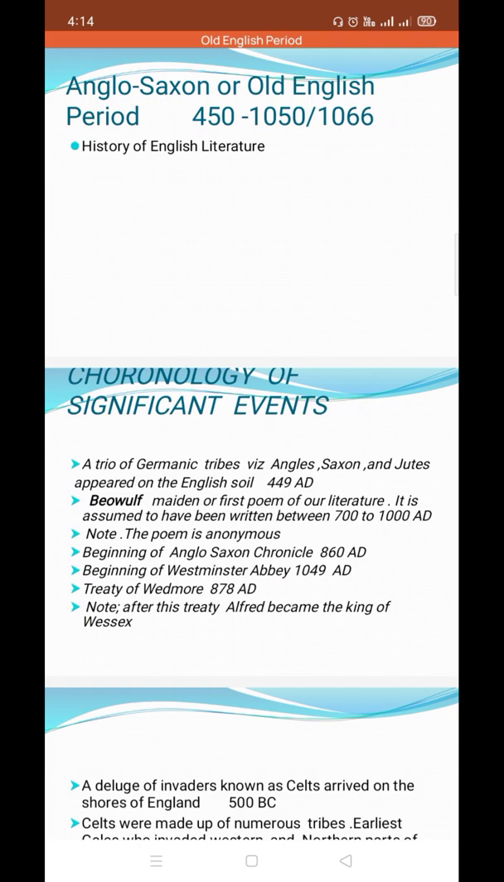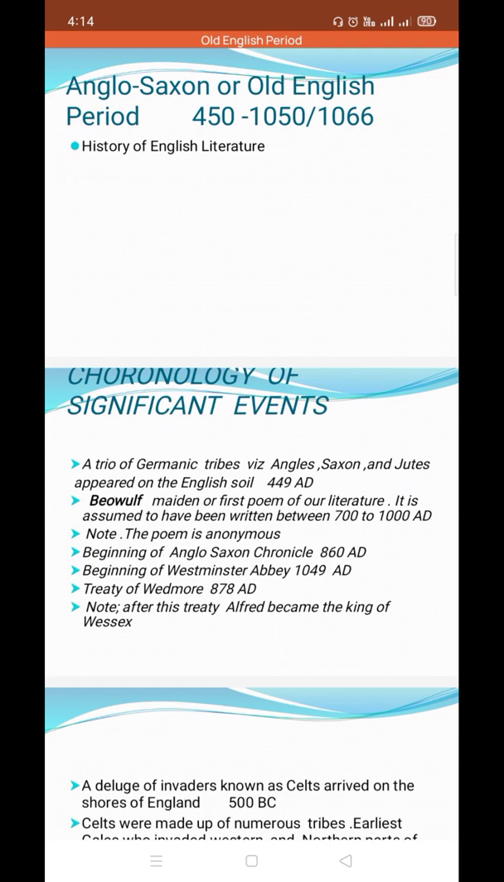Beowulf, you might be knowing about it. This is the maiden poem of our literature, rather epic, and it was written around 700 to 1000 AD. Very important information about this poem is that the poem is anonymous. Anonymous is a word we use in literature for a piece of writing, for a novel, drama, poem, etc., whose author is unknown, or whose authorship is ambiguous.